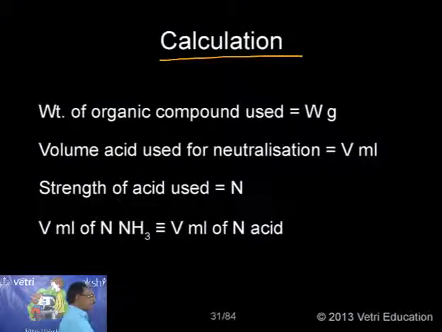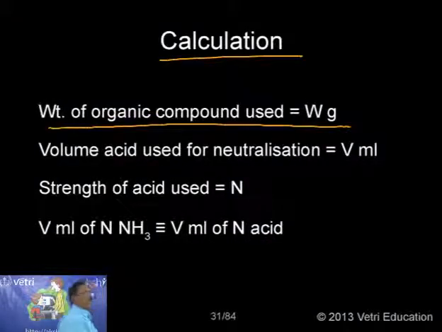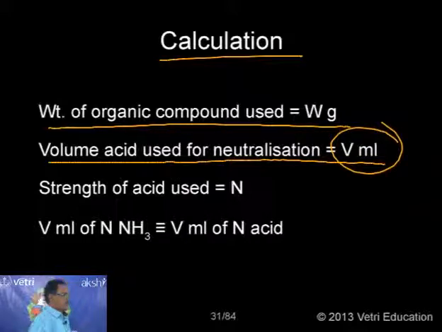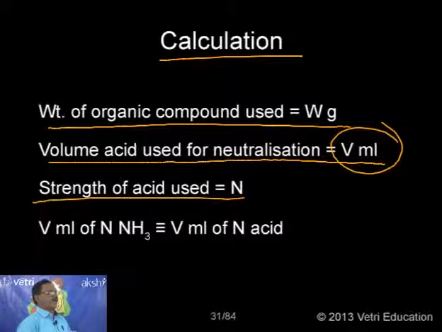So the weight of the organic compound used is W gram. Kindly follow. Let it be W grams of organic substance we are using. So we are getting one value. Another is the volume of acid used for neutralization, V mL, of strength N. The acid may be 1 N or 0.1 N, whatever it may be. So we have the weight of organic substance used, W gram, and the volume used for neutralization, V mL.